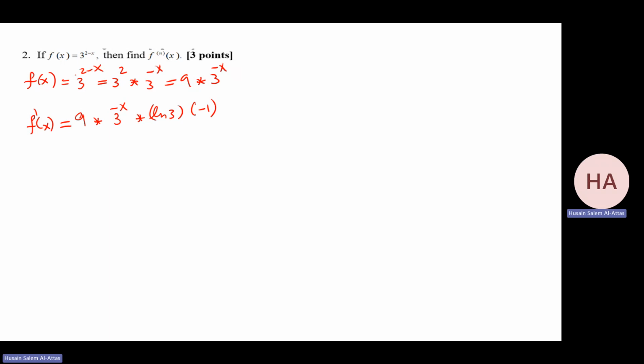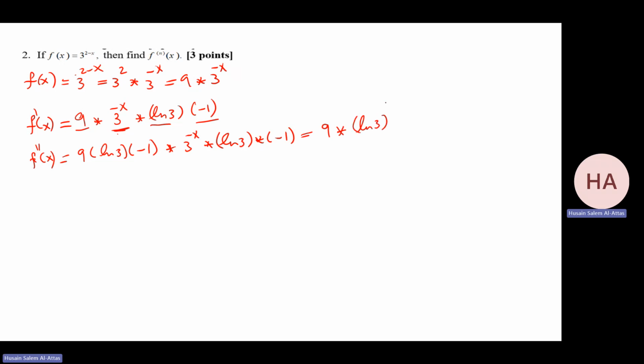Okay, let me do it this way. Let me continue. F double prime. Now I have the number, which is 9 ln 3 times minus 1. This is the number, times the derivative of this, 3 to the power minus x times ln 3 times minus 1. In other words, this is 9 times ln 3 squared, minus times minus is plus, times 3 to the power minus x. This one I can rewrite as minus 9 ln 3 times 3 to the power minus x.